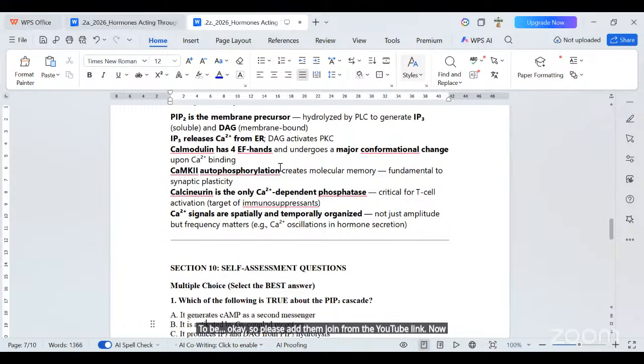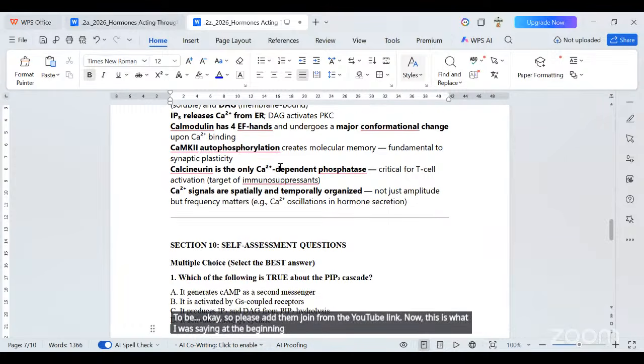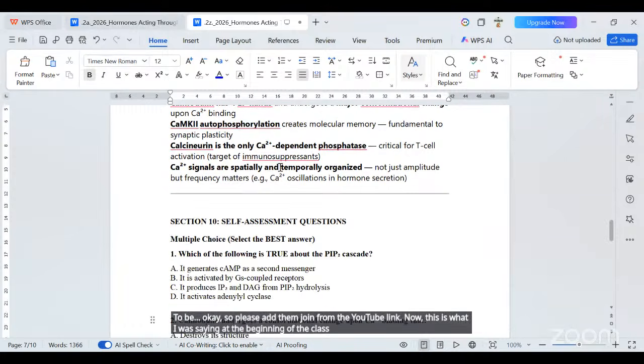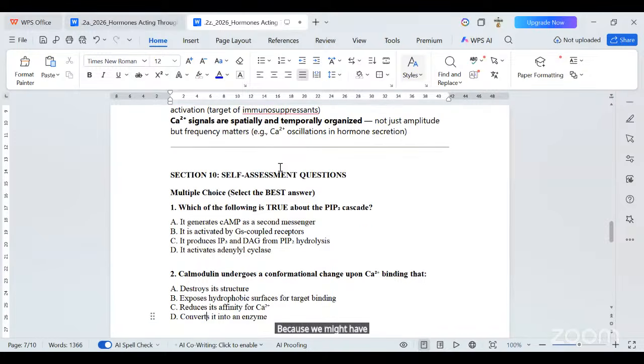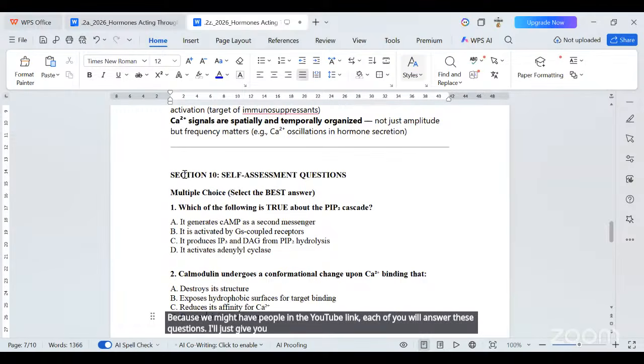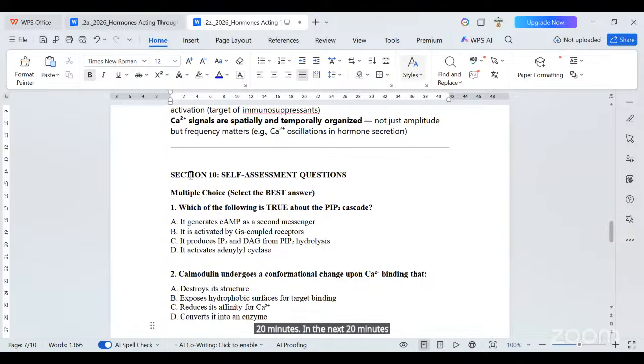Now, this is what I was saying at the beginning of the class. These self-assessment questions, do we want to do it? Because we might have people in the YouTube link, each of you will answer these questions. I'll just give you 20 minutes. In the next 20 minutes, this will be quiz 1. You answer it.